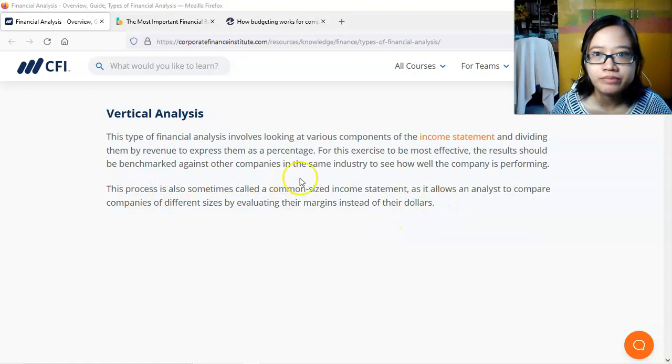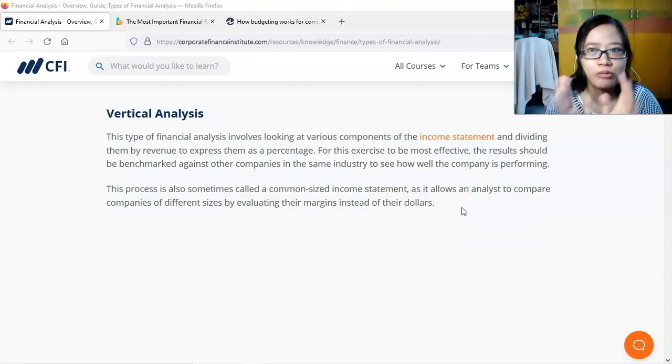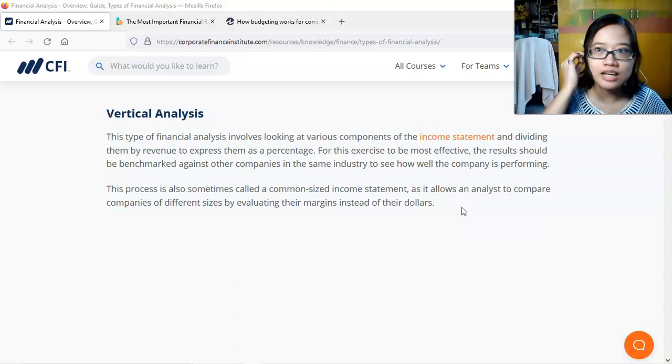Okay, ayan. The process is sometimes called common-sized income statement as it allows an analyst to compare companies of different sizes by evaluating their margins instead of their dollars. Ayan. Kasi nga, di ba magkakaiba ng scale ang companies? Meron kang small company, merong mga medium companies, tapos meron kang large companies. Pwede silang nag-operate in the same industry. Okay? Pero syempre, hindi mo naman pwedeng i-compare yung kanilang actual values.